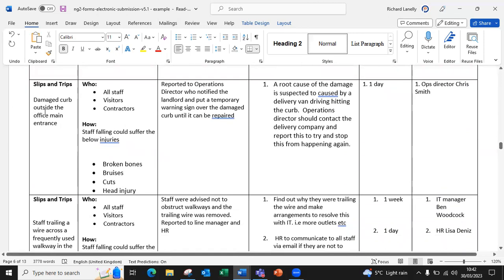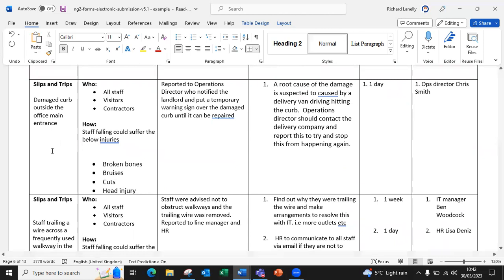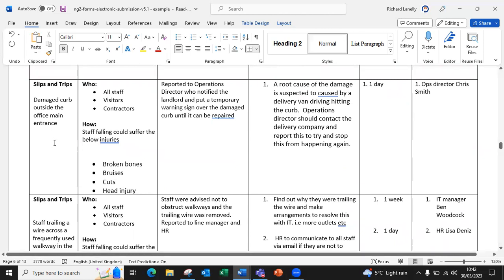Slips and trips. This is a real one. So there was, I think it was, a truck or something that damaged the curb outside, and people kept tripping a little bit on it. They were very, very slight issues, but it was a matter of time until someone actually did fall really badly and hurt themselves. So: damaged curb outside the main office.